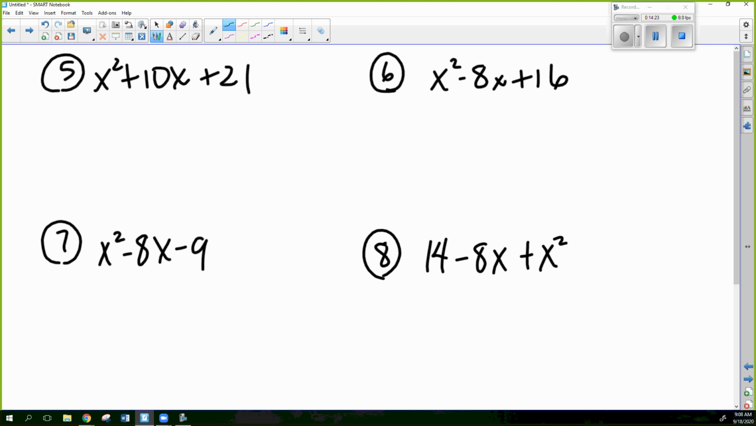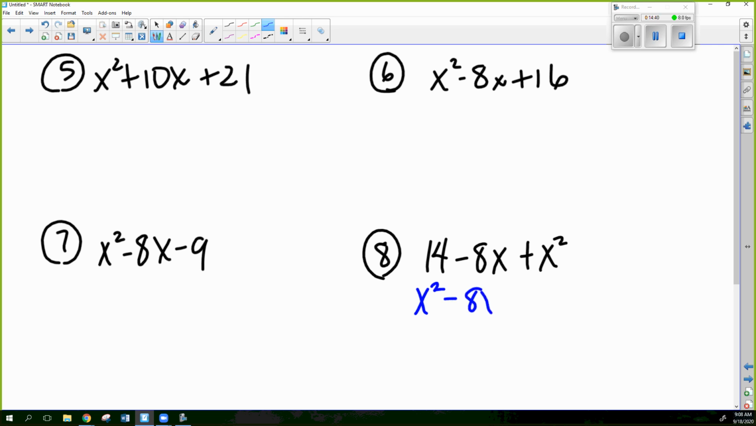All right, real quick, before I pause the video, what do you think we should do first in number 8? What's wrong? What's different about number 8? The order. Okay, so we want to rewrite it in a better order. All right, what should go first? X squared. Good. What should go in the middle?